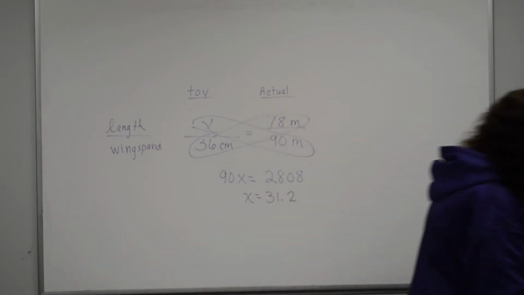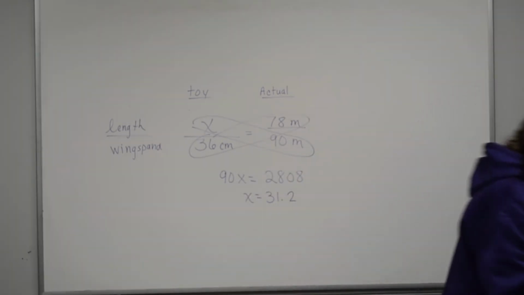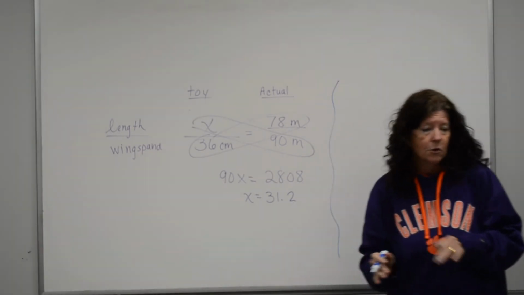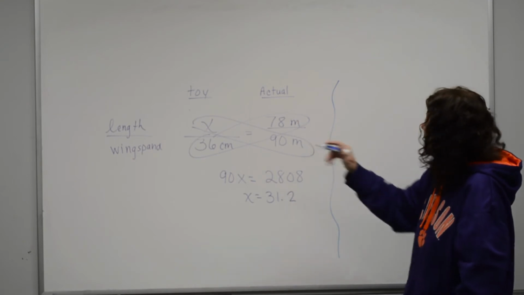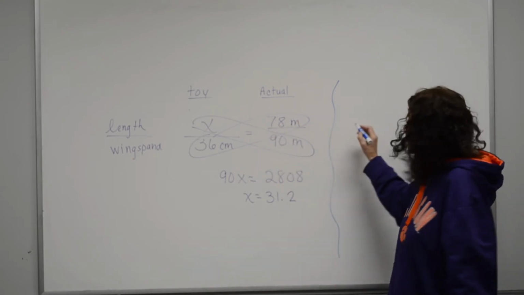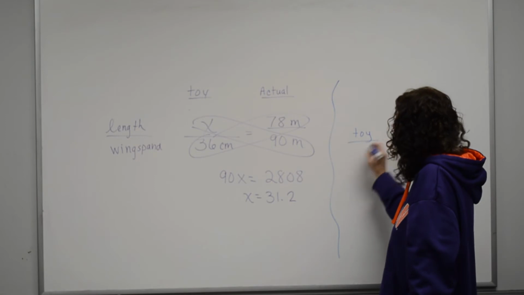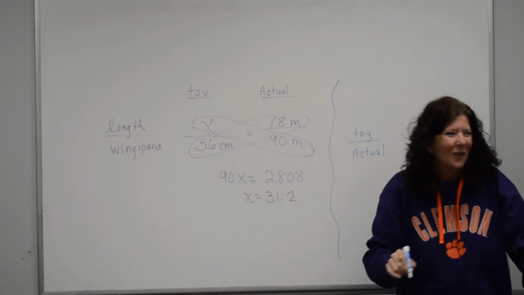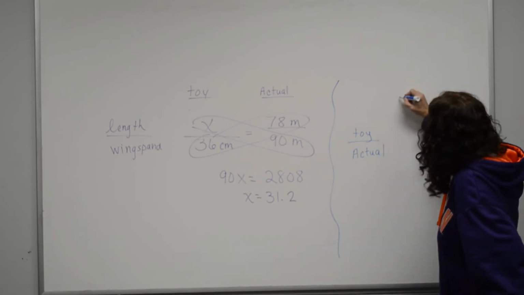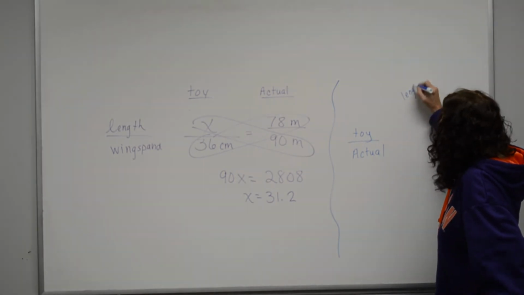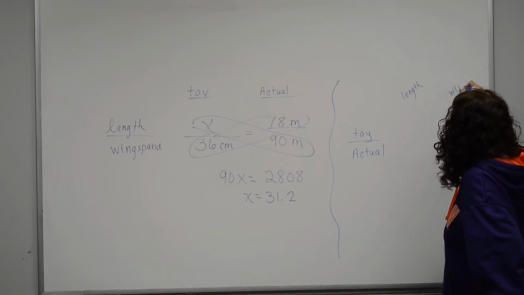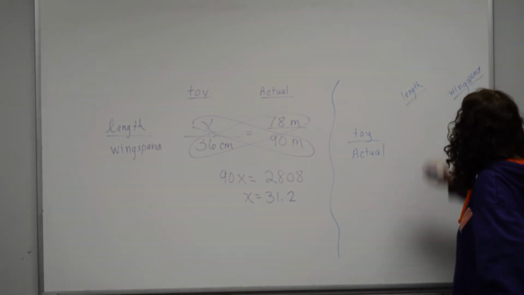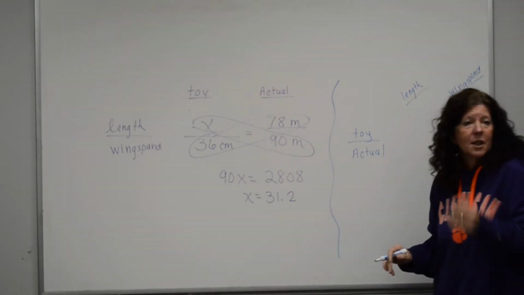Okay, now here's another way to do that. Let me change color. This is just as easy, and if you keep it organized, you shouldn't be able to mess it up. Let's say that instead of doing length and wingspan, I chose toy over actual. I shouldn't say toy, it's probably model, over actual. The two categories up here are now length and wingspan. Now all it does is change the proportion a little bit, but it doesn't change my answer.